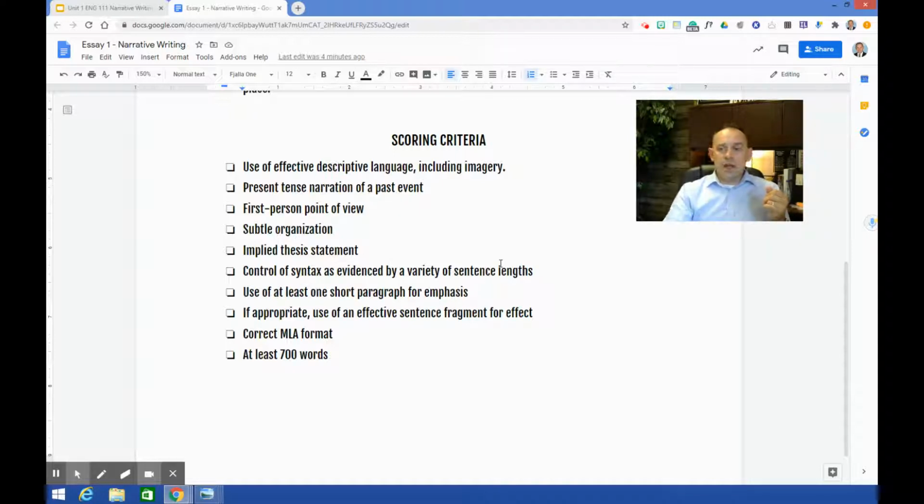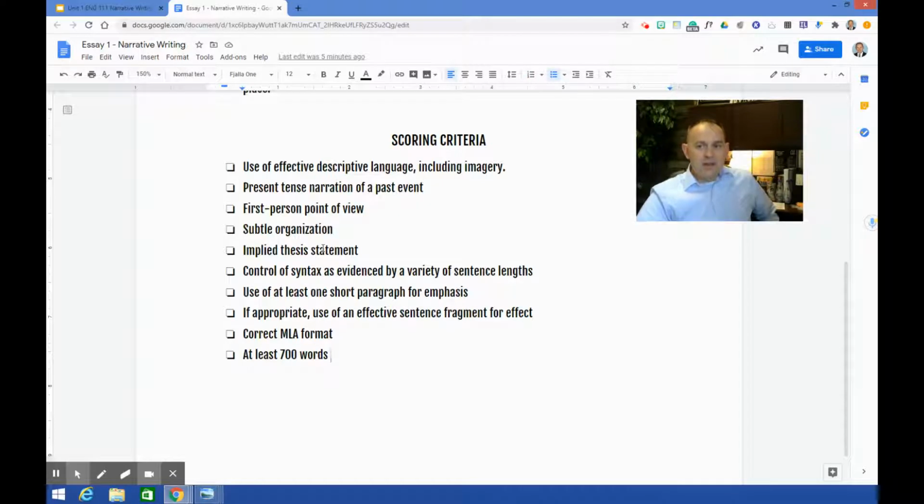I want you to control syntax by having a variety of short, medium, and long sentences. And I want you to do that in an effort to control meaning and control cadence and rhythm. I want you to try to use at least one short paragraph for emphasis. In other words, this is not a 5-paragraph essay. In fact, you're going to write more than 5 paragraphs. And one of those paragraphs needs to be 2, 3 sentences. It could even be one sentence, but I want you to choose deliberately where you place that. And if it's appropriate, you don't have to do this, but if it's appropriate, I want you to use a sentence fragment effectively. Again, I don't want it to be inadvertent and not for a purpose, but I want you to choose and be able to tell me why you used the fragment there.